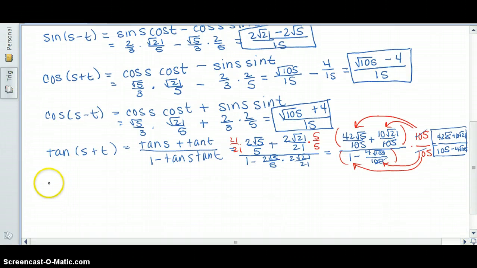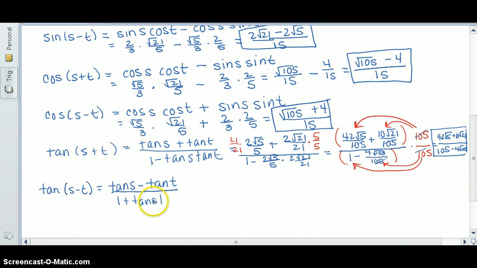So then when we do the tangent of s minus t, the identity is tangent of s minus tangent of t over 1 plus tangent of s times the tangent of t. Substituting in, we've got 2 root 5 over 5 minus 2 root 21 over 21 over 1 plus 2 root 5 over 5 times 2 root 21 over 21.